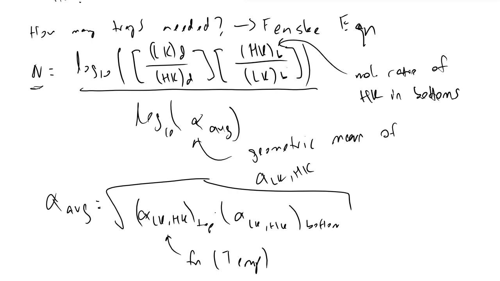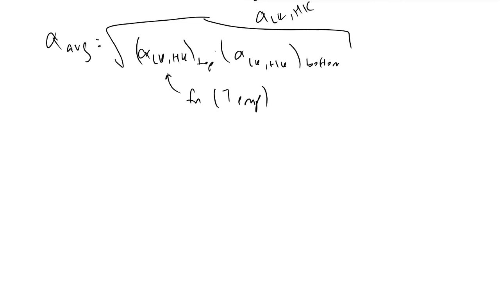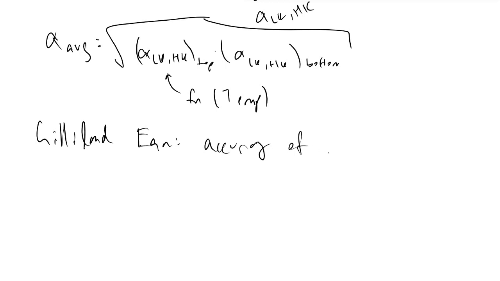It is important to note, though, that this Fenske equation is relying on the non-distributing assumption that we've made earlier on, and that's not necessarily 100% accurate. And a way of checking the accuracy of the non-distributing assumption is to turn to the Gilliland equation. I may be pronouncing that incorrectly, but the Gilliland equation tells us the accuracy of the non-distributing assumption.